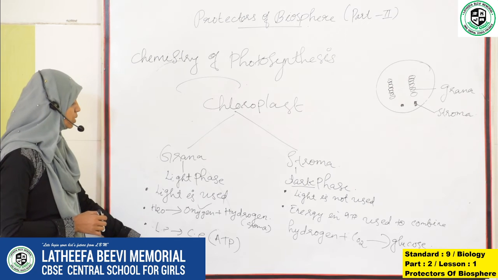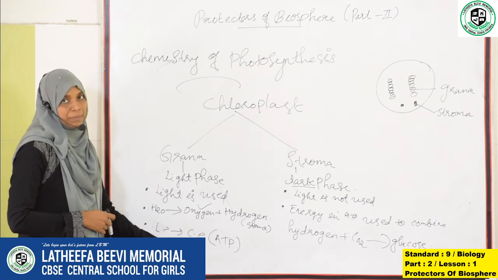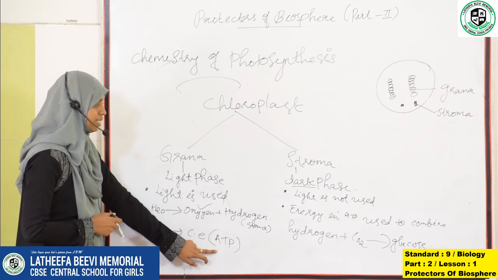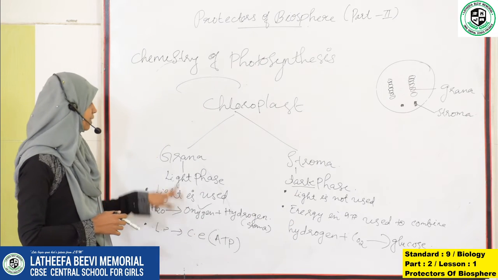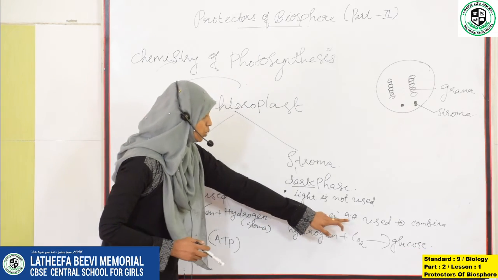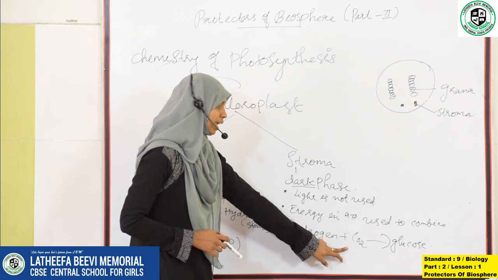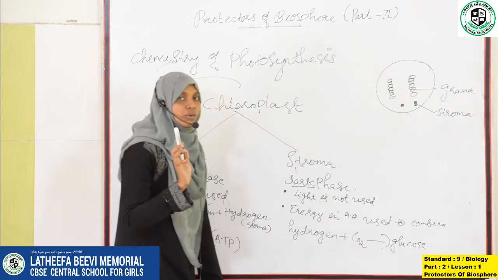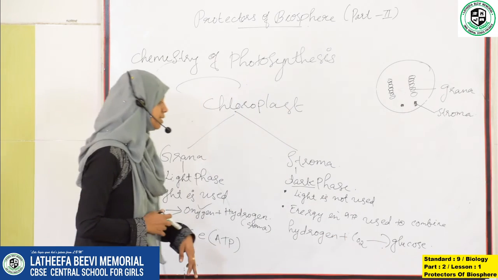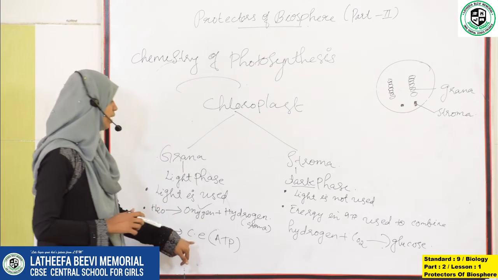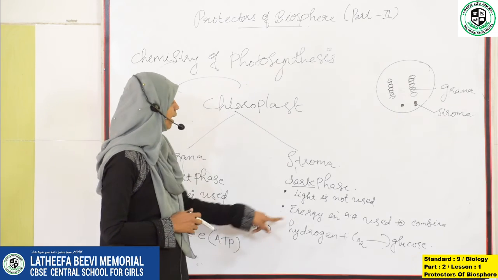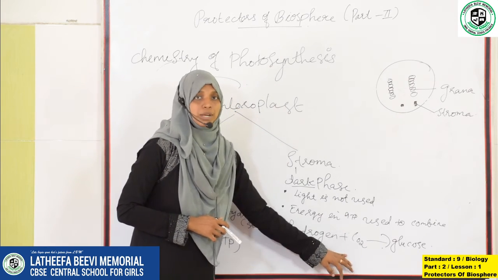The light energy used in grana is converted into chemical energy. The light energy in the light phase is converted into chemical energy and stored in ATP. This chemical energy synthesized in the light phase is used to combine hydrogen and carbon dioxide to produce glucose. You know that as a result of photosynthesis, glucose is synthesized.